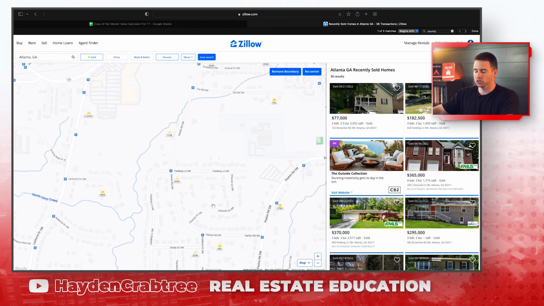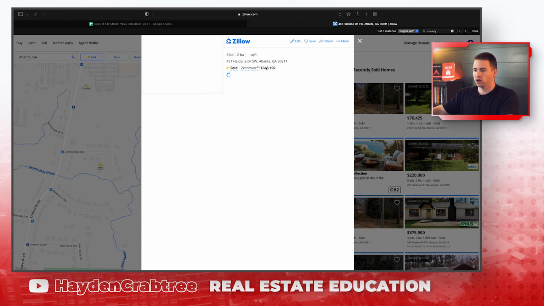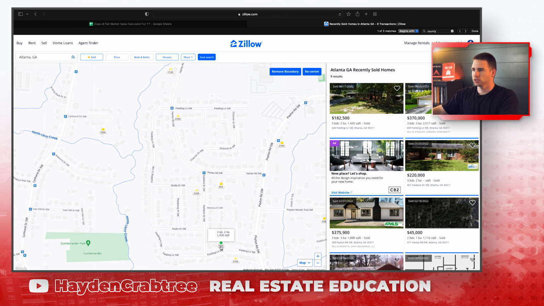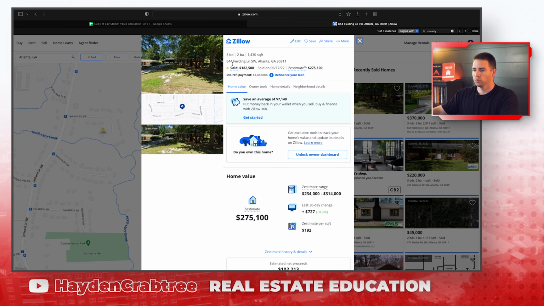It's all about what comps you select. But let's see which other ones I would use if I were buying this property on Fielding Lane. Did we already do this 220? Yes, we already did that 220. Just trying to find some in this subdivision here.